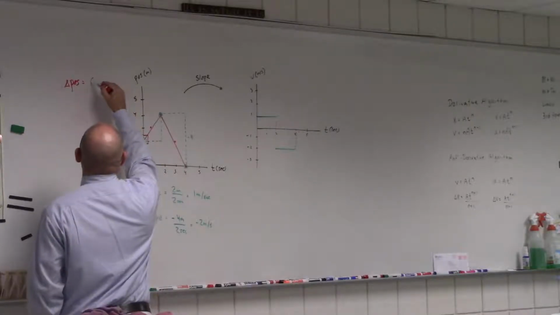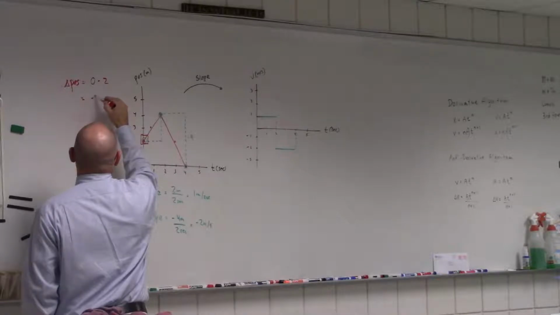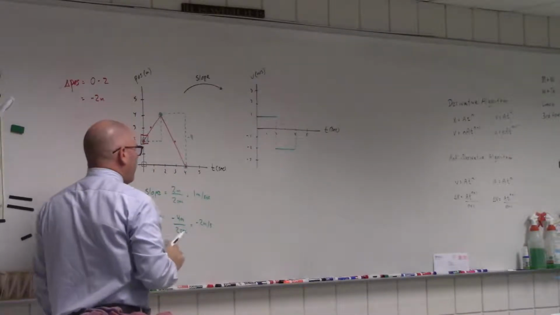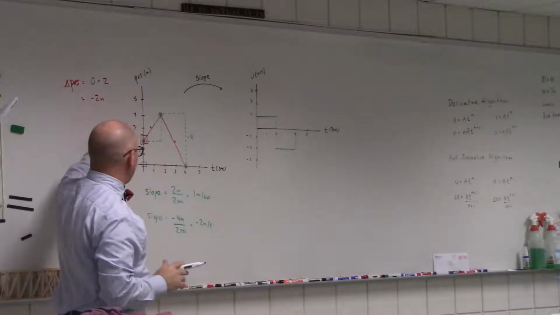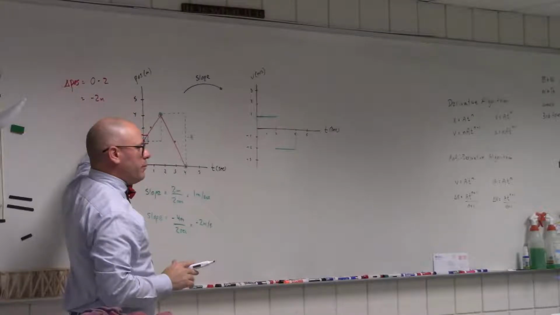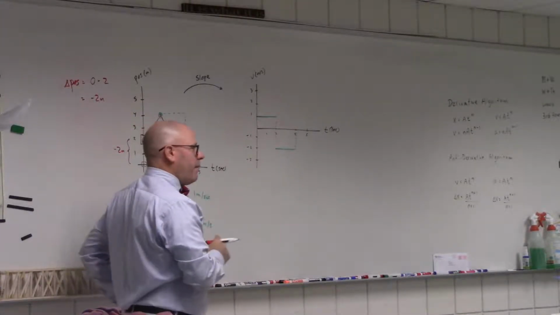Position is 0, the initial position was 2, so we have -2, and that's meters. But what does that mean? That means that if you compare where it ended to where it started, it actually moved left. Let's see how that manifests over here.